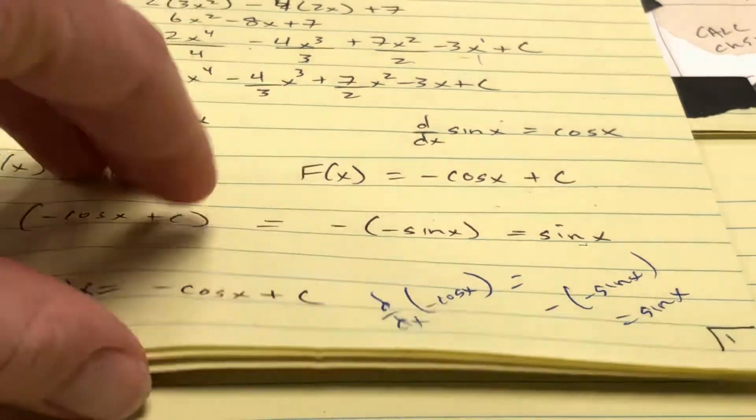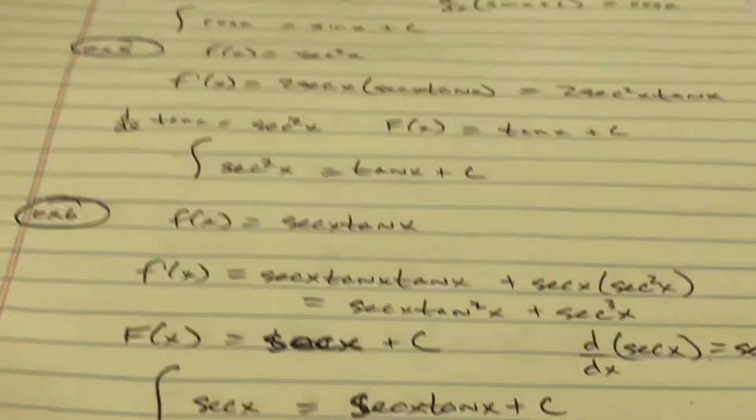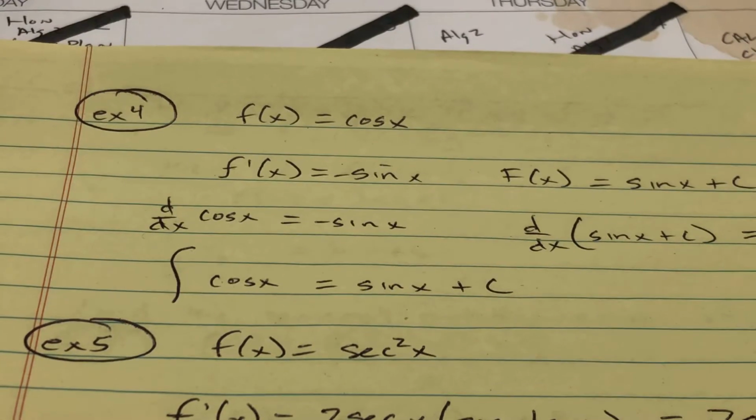All right, we're just going to give these special ones here. So next one, if f of x is cosine x, the derivative is negative sine x. The derivative of cosine is negative sine.